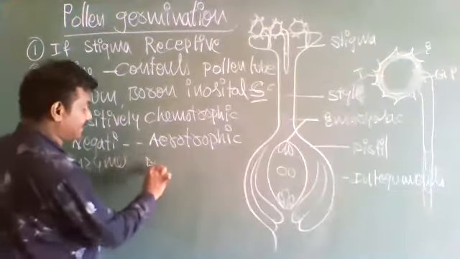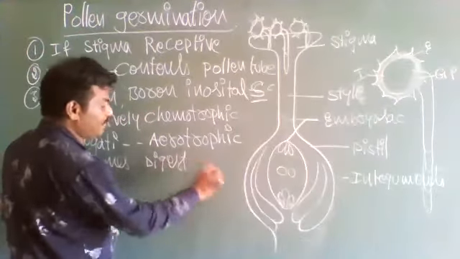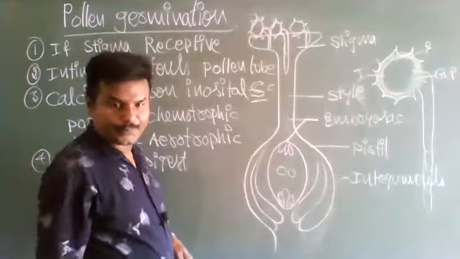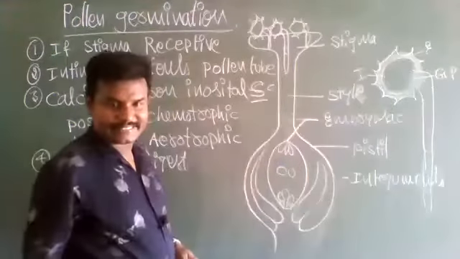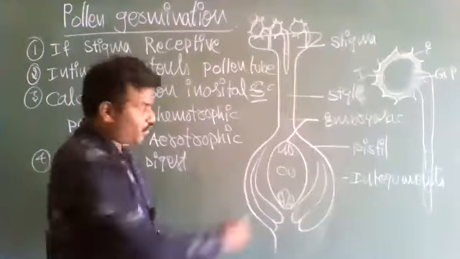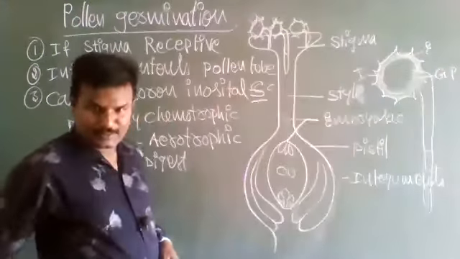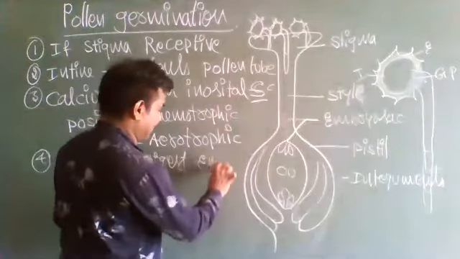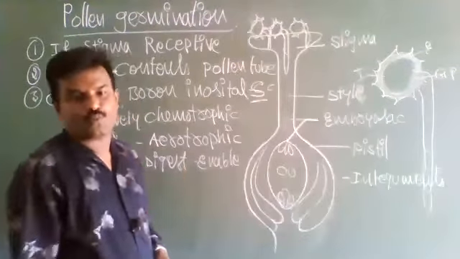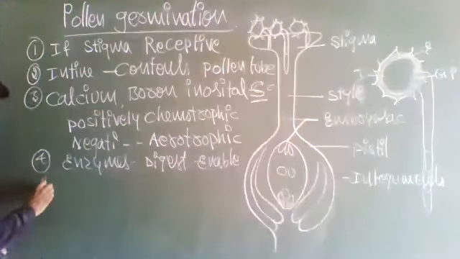Those enzymes digest the epidermal tissue of the stigma, style, and enable the pollen tube growth towards the ovule. Enable the pollen tube growth towards the ovule. That is the fourth statement. Fifth statement.